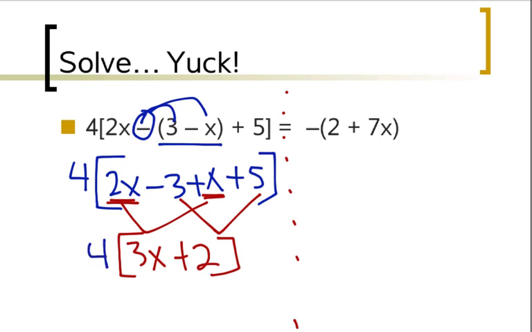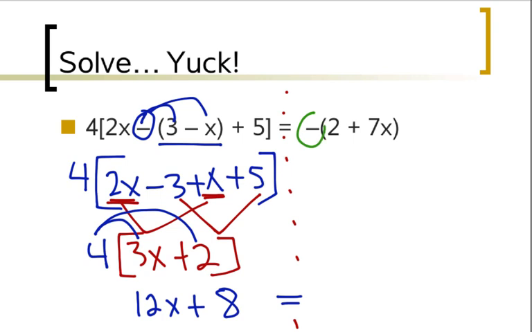And then, to finish, I need to take my 4 and distribute it inside those brackets. And when I do that, I don't need the brackets anymore. 4 times 3 will give me 12x, plus 4 times 2 is 8. Now let's take a look at the right-hand side. The right-hand side only needs a negative sign to get distributed. And now I'm at negative 2 minus 7x.